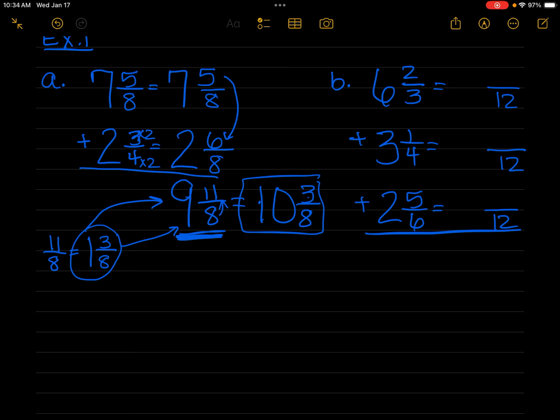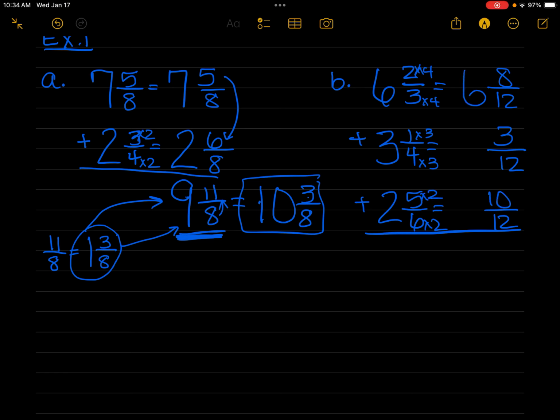Okay, so up at the top, I'm going to find my missing numerator. So 3 times 4 is 12, right? So I'm going to do 2 times 4, which makes 8. That's a times. Okay, then 4 times 3 is 12, so 1 times 3 is 3. 6 times 2 is 12, so 5 times 2 is 10.